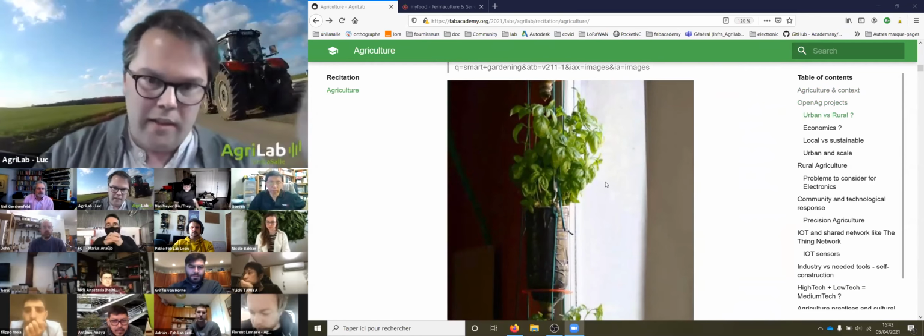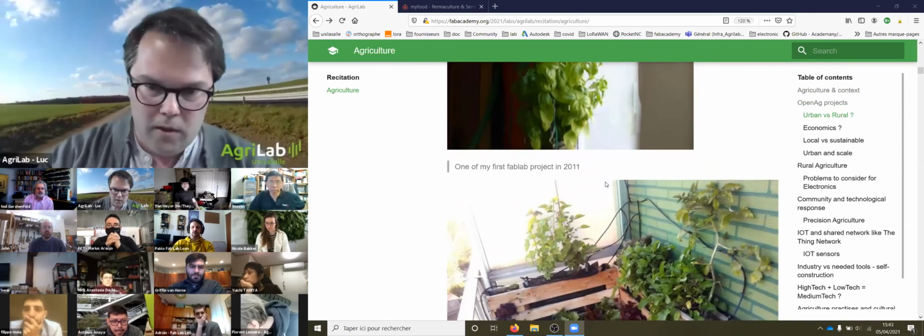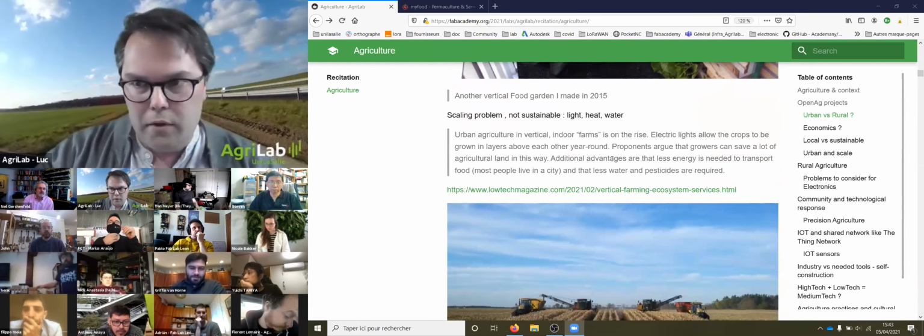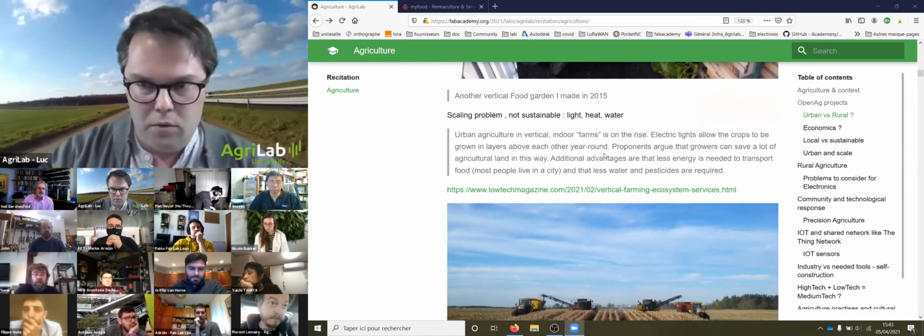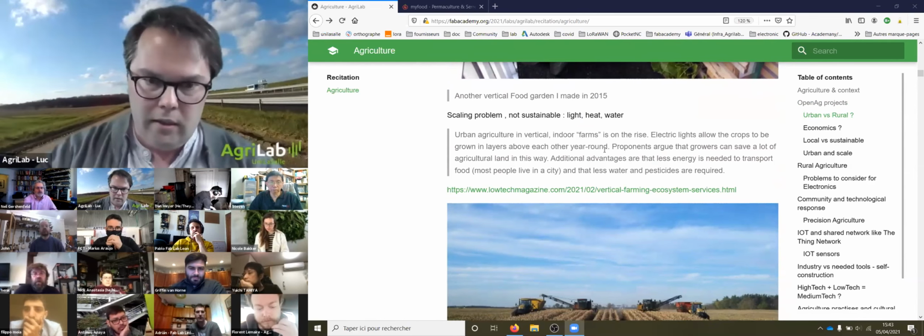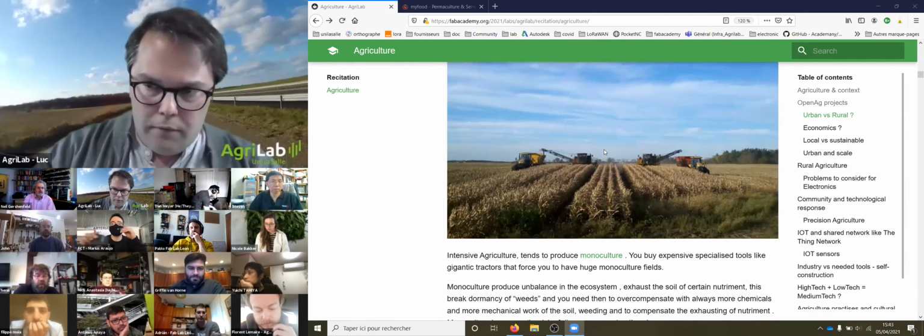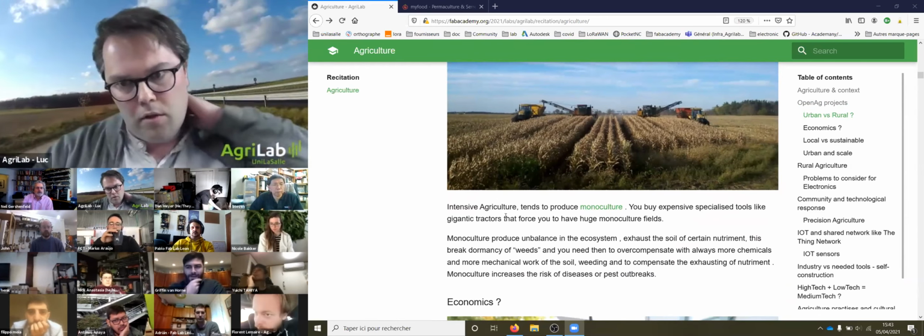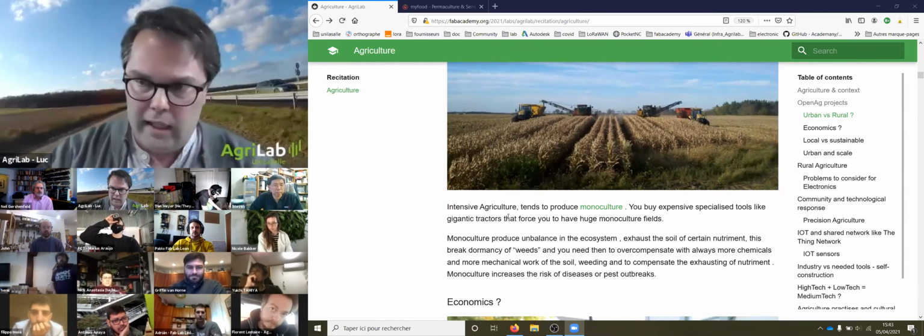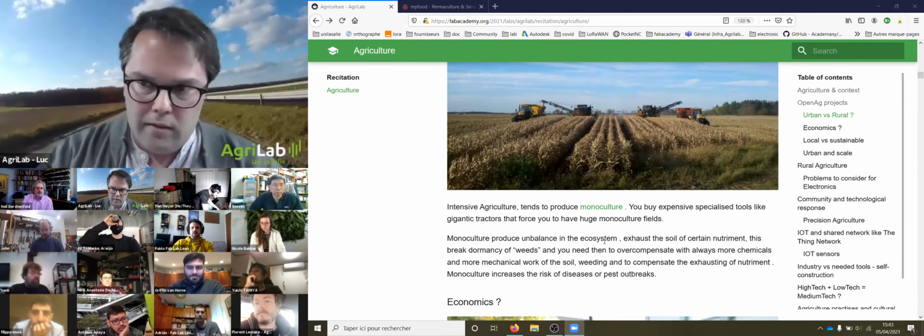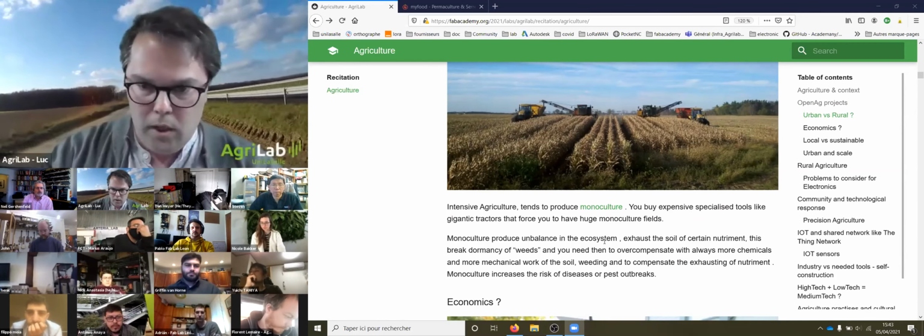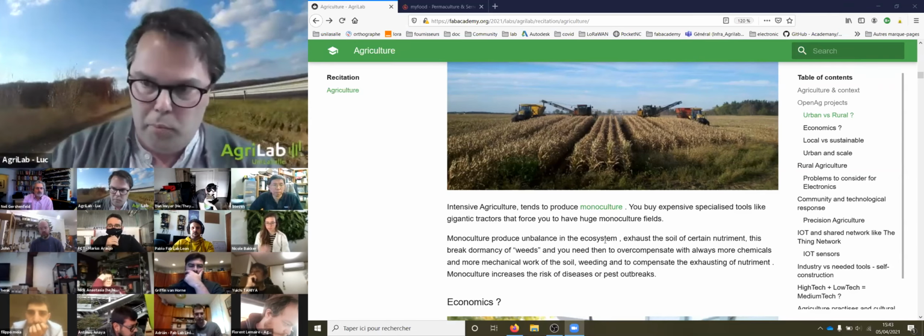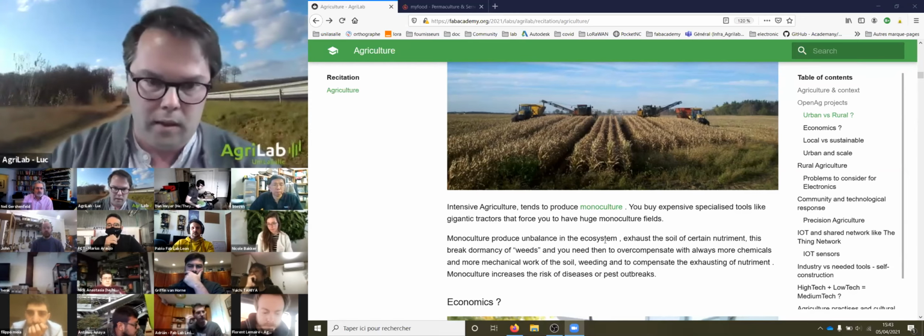So I did some of those projects when I started Fab Lab 10 years ago. So I did mostly urban farming. It works well, but you can say for sustainability, there is some kind of scaling problem. You need to add light, you need to add heat and water. On the other side, rural farming is not perfect either. Intensive agriculture tends to produce monoculture. You have to buy extremely expensive tools like huge tractors, and monoculture creates unbalance in the ecosystem. You exhaust the soil of nutrients, and so you have more risk of disease and pests, and you have always to work the soil or to add chemicals.